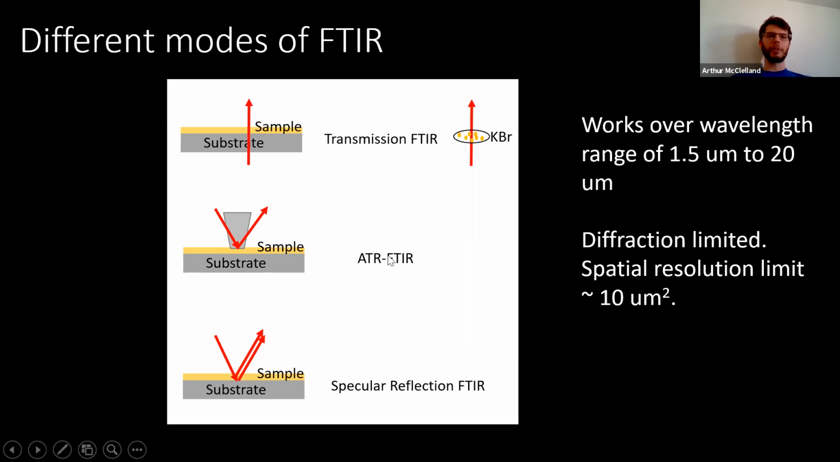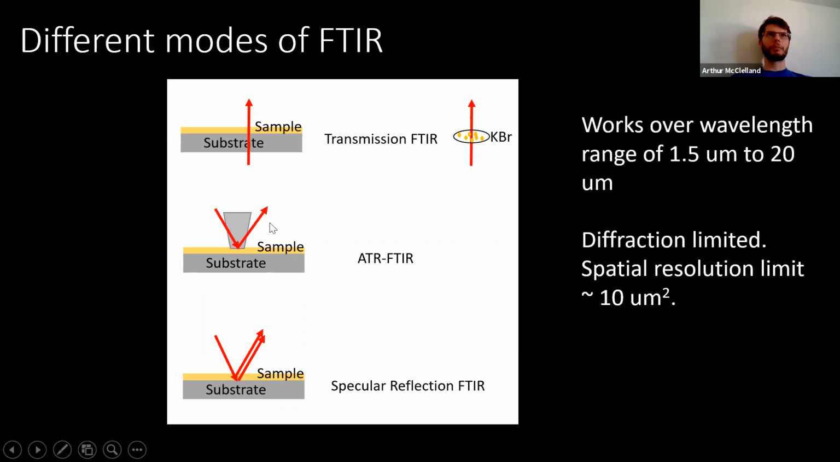A lot of FTIR systems have this ATR technique, which is attenuated total reflection. Here we bring a crystal into contact with the sample. It can be diamond, it can be silicon, it can be germanium, something that's transparent in the infrared. We couple the light in such that it totally internally reflects at the interface between the crystal and the sample. And just an evanescent electric field penetrates into the sample.